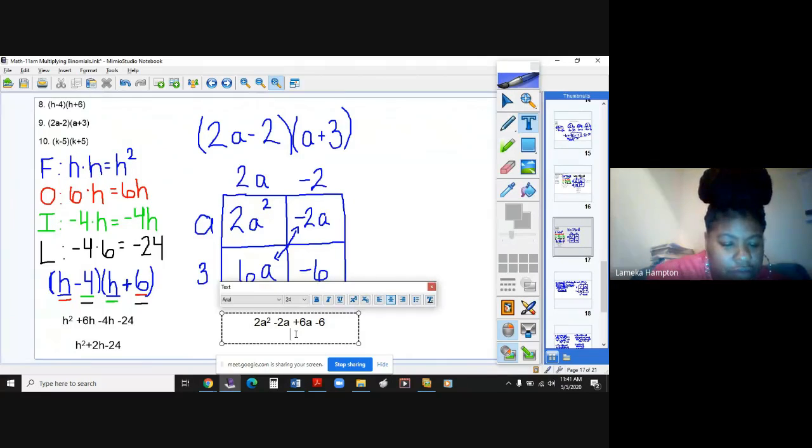And my final answer is going to be 2a squared, plus, I'm going to put a little space, plus 4a, because 6 minus 2 gives me 4. Why did I put 3?